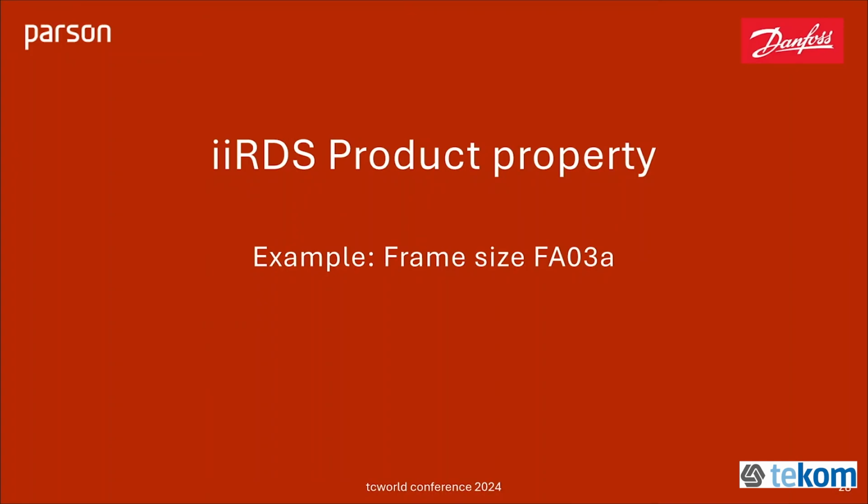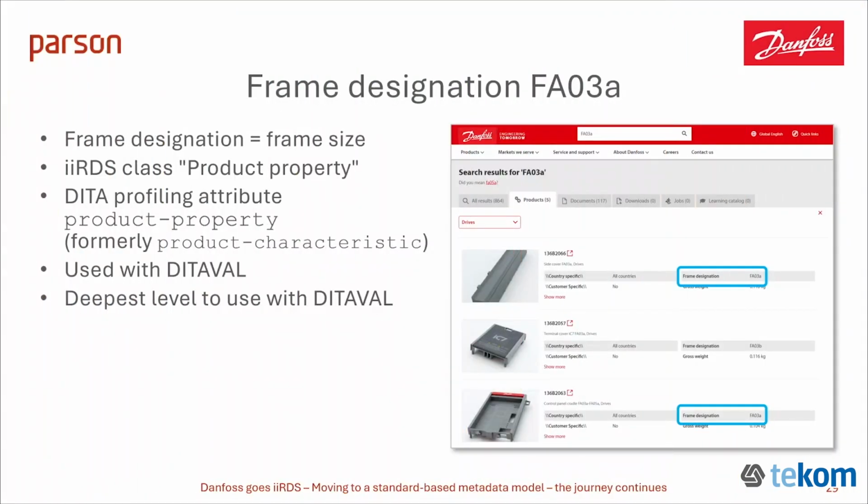So yeah, now for a concrete example, the iiRDS product property. If you go to the website of Danfoss, you can see this. It's called the frame designation. It's a frame size for the, what is it called? For the enclosure. Yes, for the enclosure. This was mapped to the iiRDS class product property.